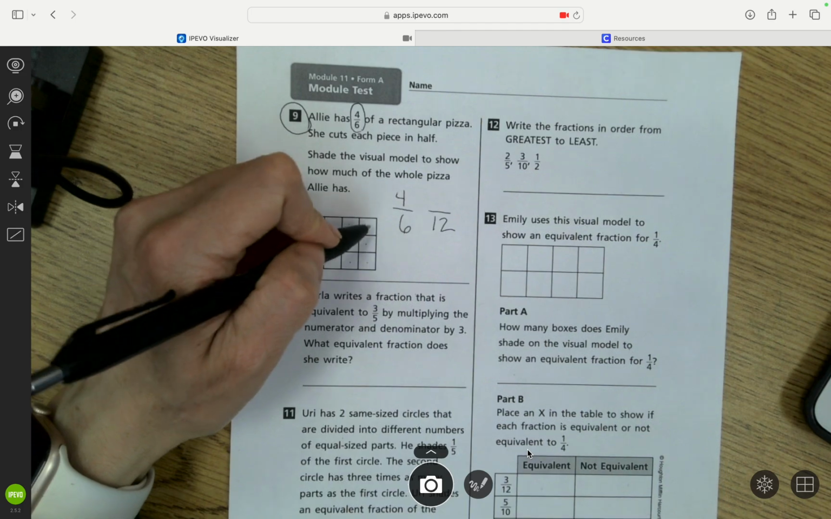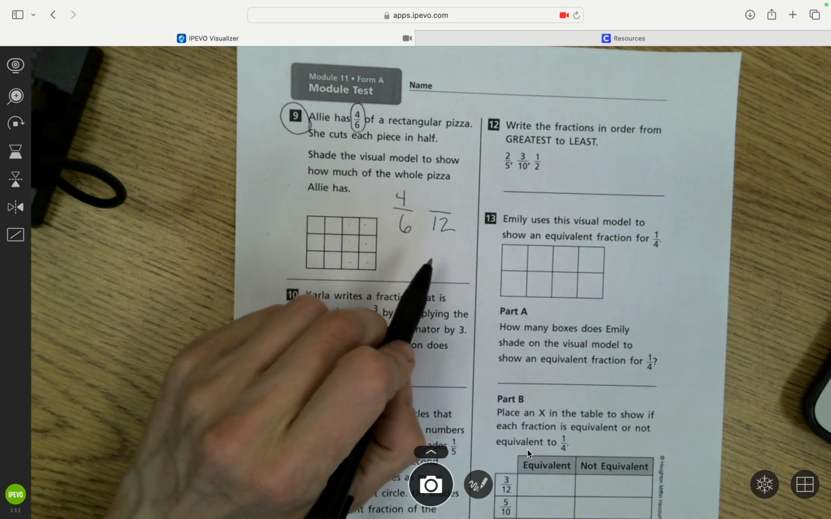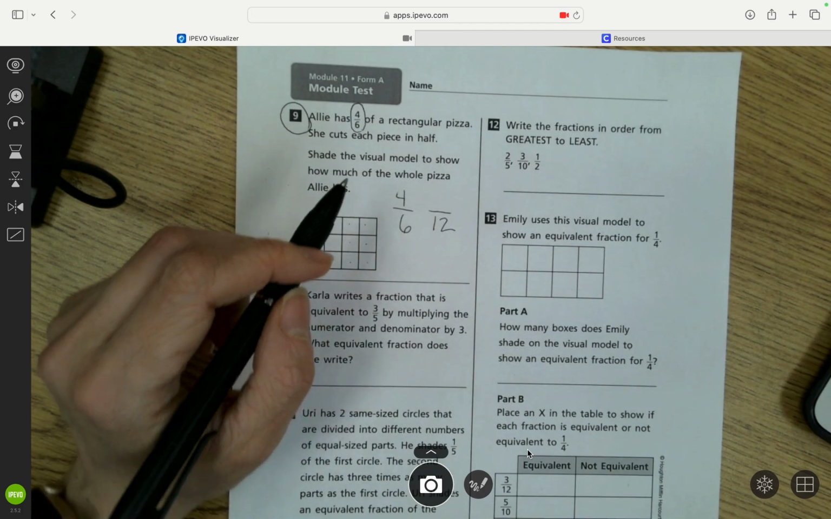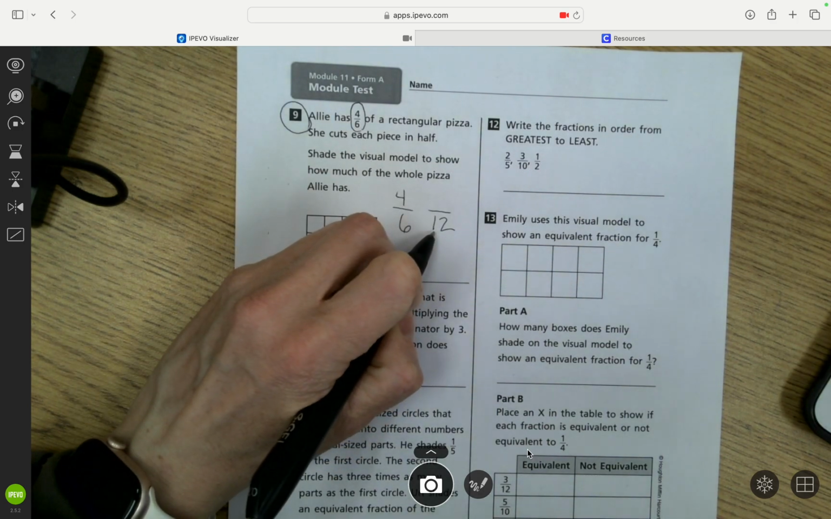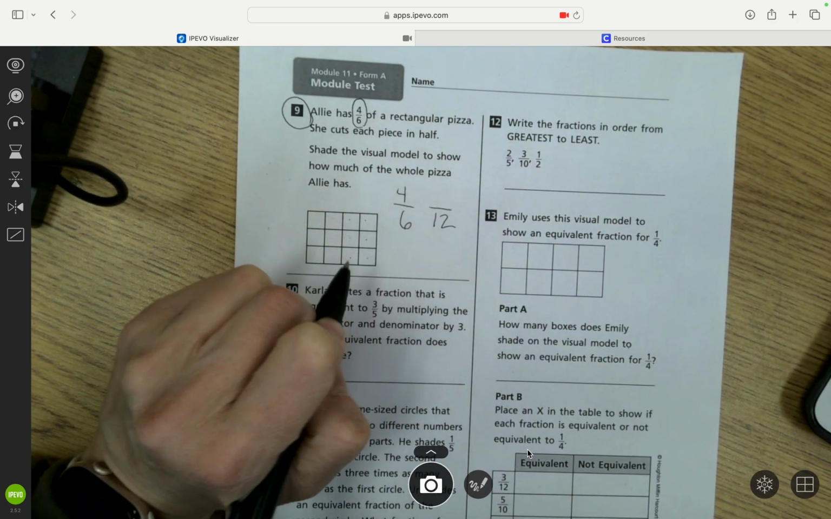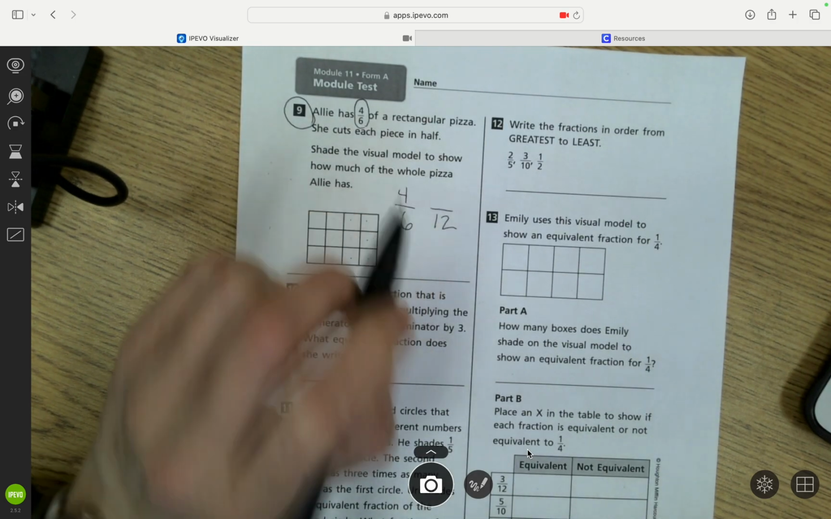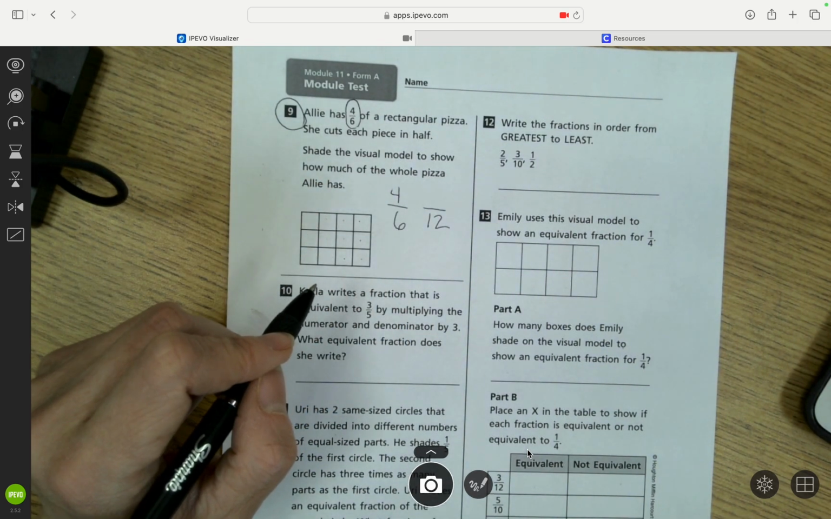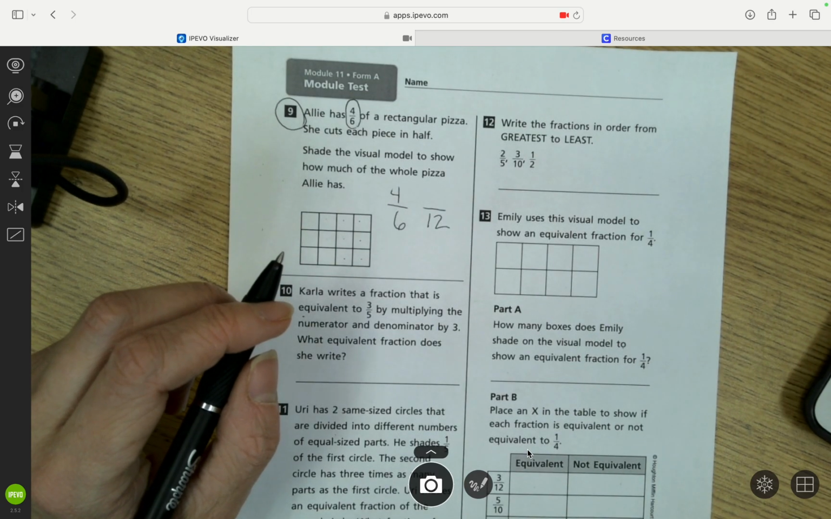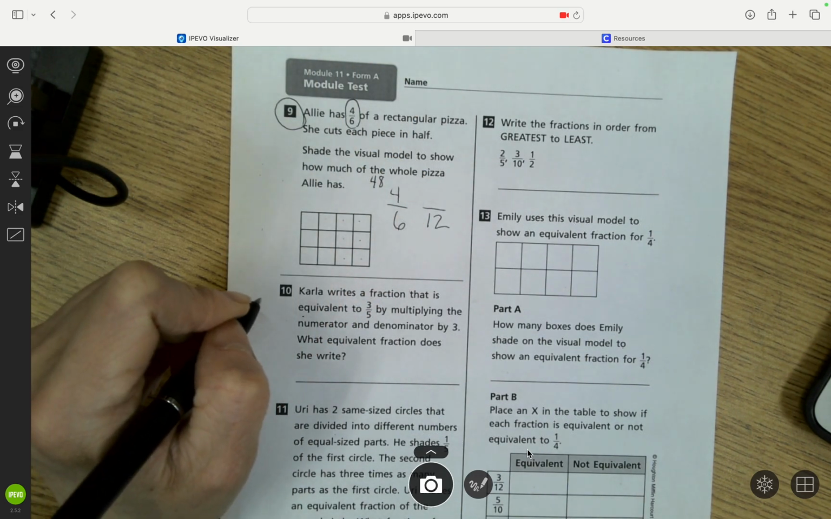And we have to figure out how many pieces we want to shade in the pizza after she cut each slice in half. So we did this before. What we have to do is ask ourselves, or we can actually just cross multiply. Let's do that. How many times does 6 go into 12? 6, 12, 2 times. So we multiplied 6 times 2, and then we can multiply 4 times 2, or we can do cross multiplication. So 12 times 4. What's 12 times 4? 48.